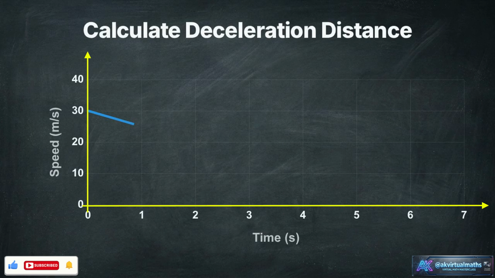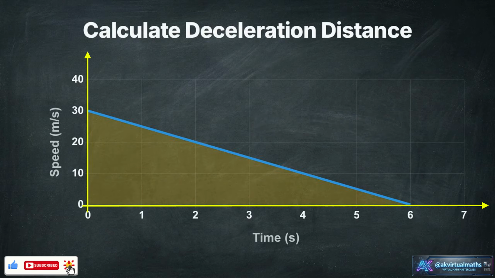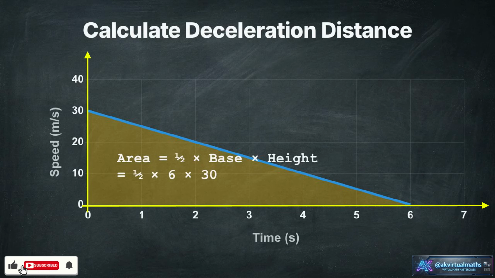Try this one. A car decelerates from 30 meters per second to a stop over 6 seconds. Pause the video and calculate the distance now. Since the line reaches the axis, this is a single triangle. 1/2 times 6 times 30 gives a distance of 90 meters.